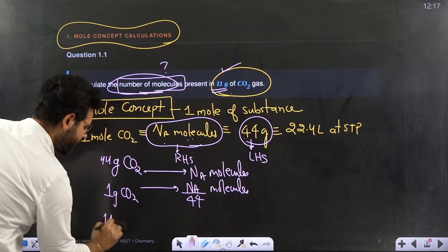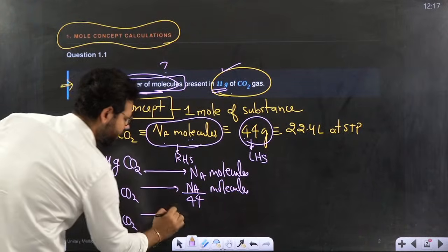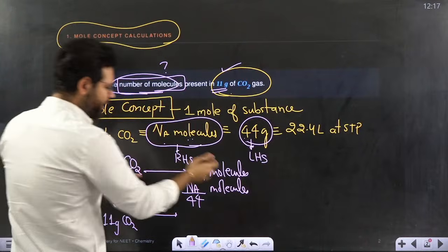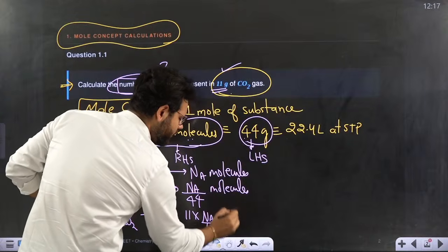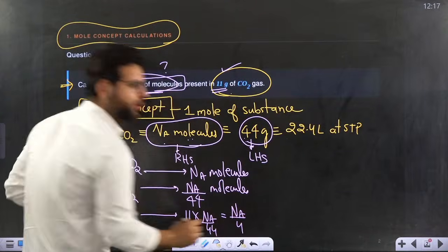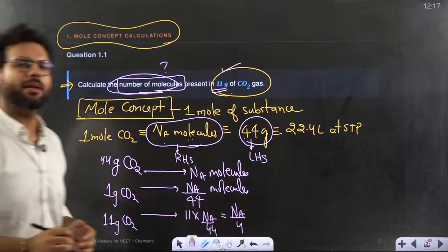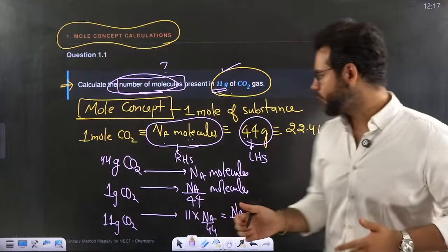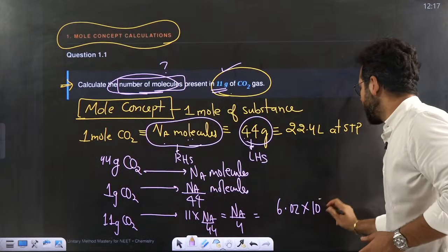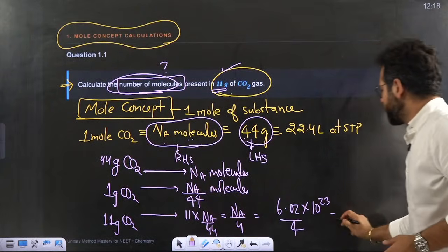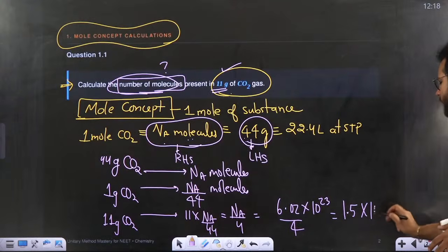And 11 gram will contain how much? If 1 gram contain this much, 11 gram will contain 11 times. 11 times Na by 44, which is Na by 4 molecules. Na by 4 molecules. If you want to further simplify it, 6.02 into 10 power 23 upon 4, which is 1.5 into 10 power 23 molecules.